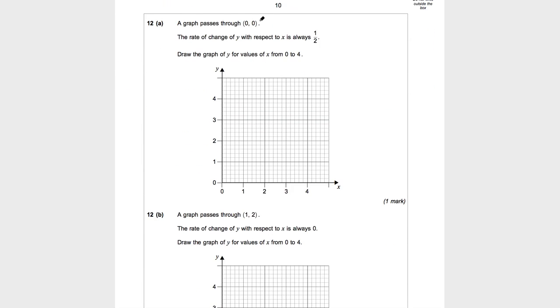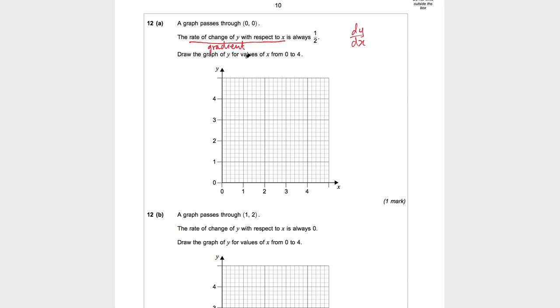A graph passes through 0, 0. The rate of change of y with respect to x is always 1/2. So it's a constant rate of change. This rate of change of y with respect to x, that's what we find when we find dy by dx. It's another way of saying gradient.